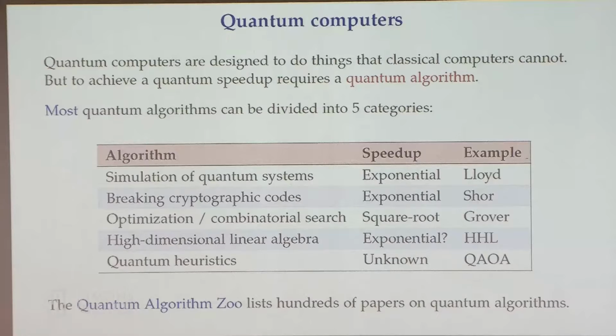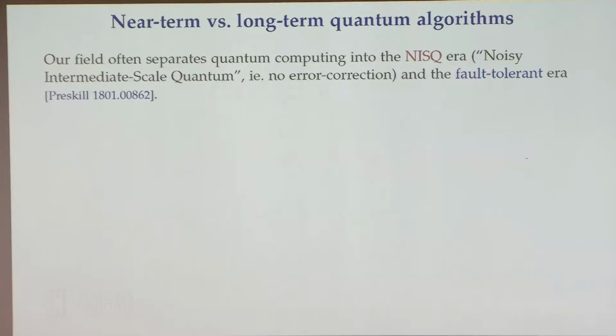Okay, so I'm going to be going through some of these categories and saying a little bit about some of the quantum algorithms that live within them. But before I do that, I'd just like to discuss something related to near-term versus long-term quantum algorithms. In our field, people often like to divide up what we do into NISQ, noisy intermediate scale quantum computations, and fault-tolerant quantum computations.